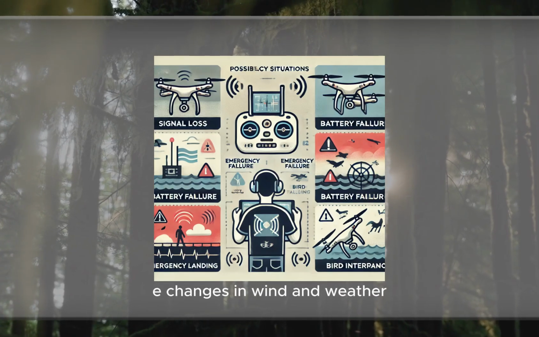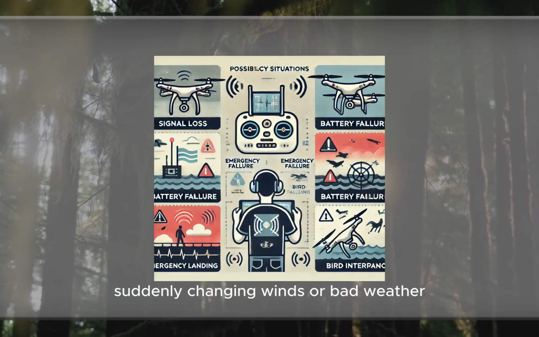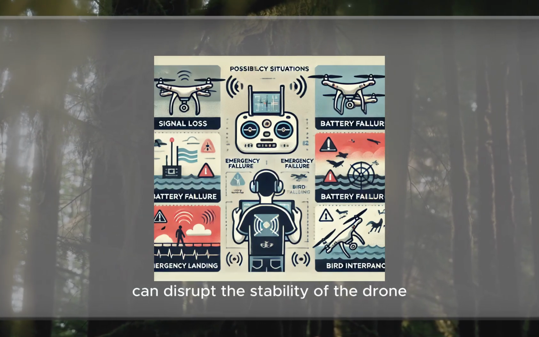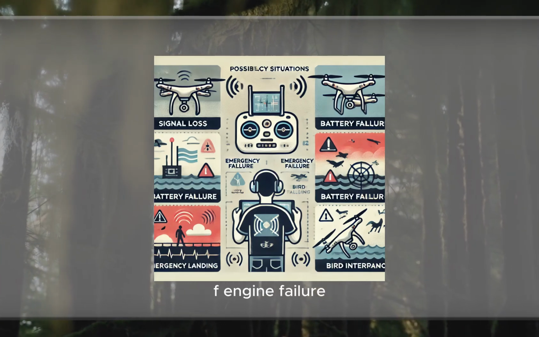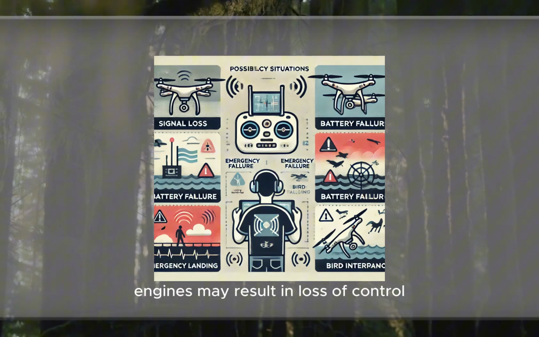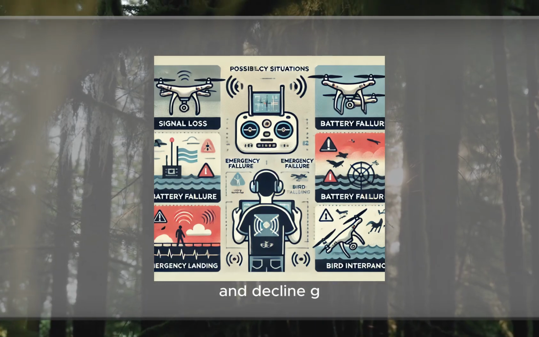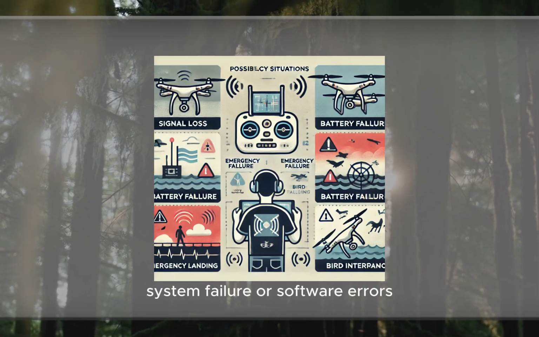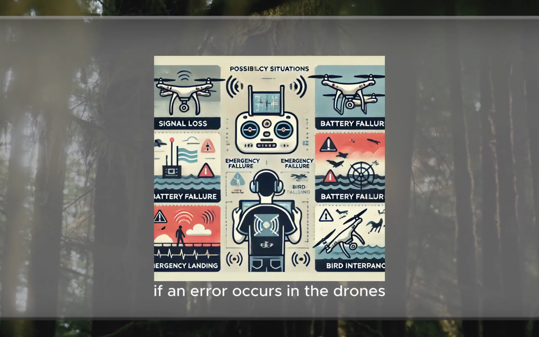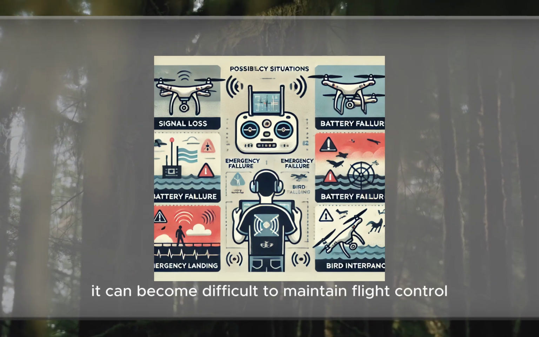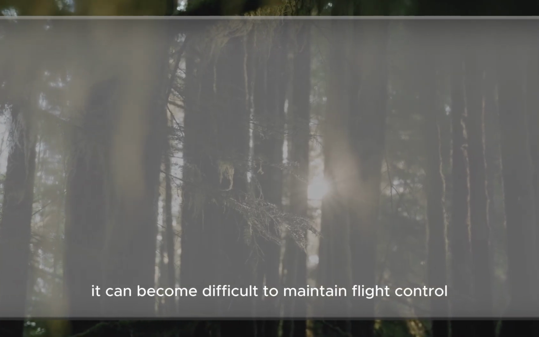D. Obstacle detection and collision. The drone can hit unexpected obstacles during flight, such as trees, buildings, or power lines. E. Changes in wind and weather. Suddenly changing winds or bad weather can disrupt the stability of the drone and threaten flight safety. F. Engine failure. Failure of one of the drone's engines may result in loss of control and descent. G. System failure or software errors. If an error occurs in the drone's flight control software, it can become difficult to maintain flight control.